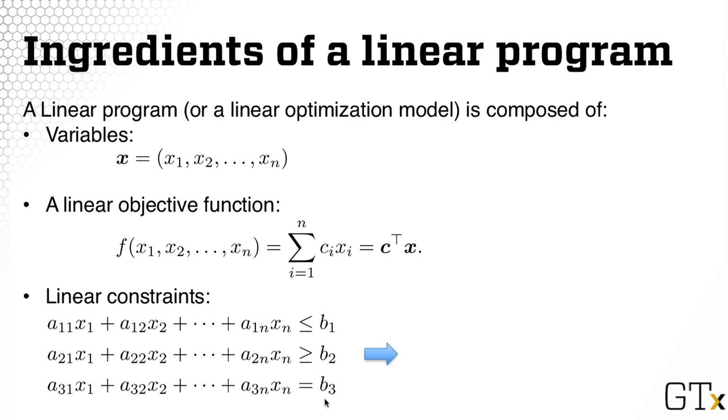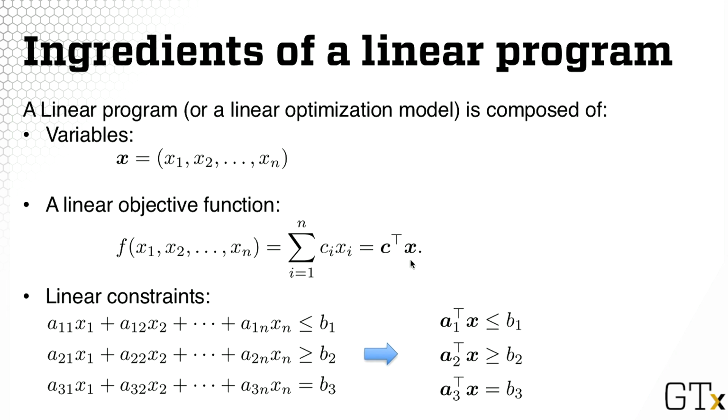We can also write them in a more compact form using inner products, following the form in the objective function. For the first constraint, the vector A1 is composed of these n coefficients for each of the variables xi, and every one of the coefficients is present in this vector, meaning this is a vector of n components. So this is a very compact way to write A1 transpose x less than or equal to B1, or A2 transpose x greater than or equal to B2, or A3 transpose x equal to B3.